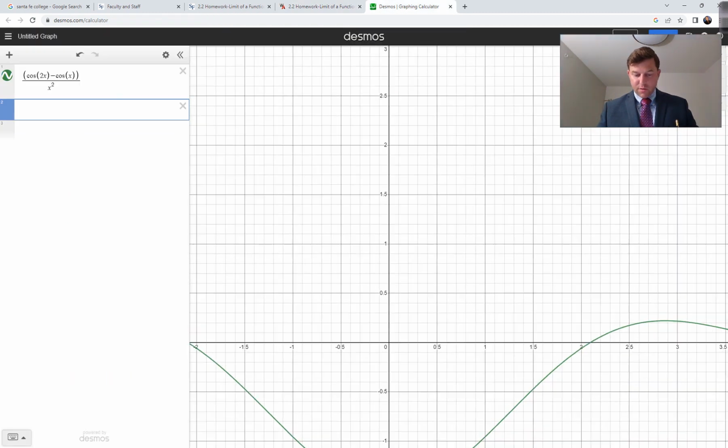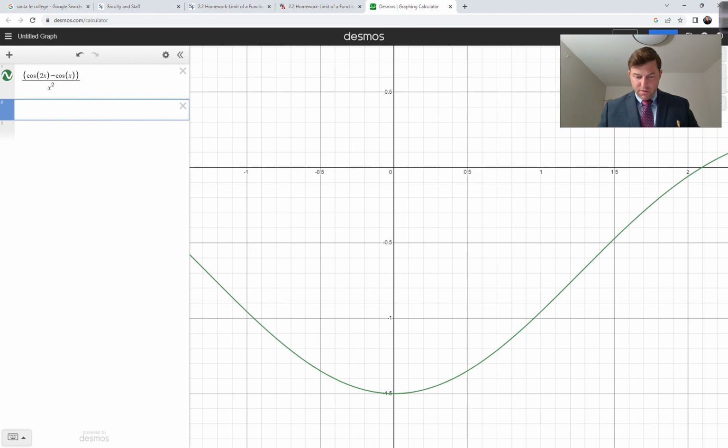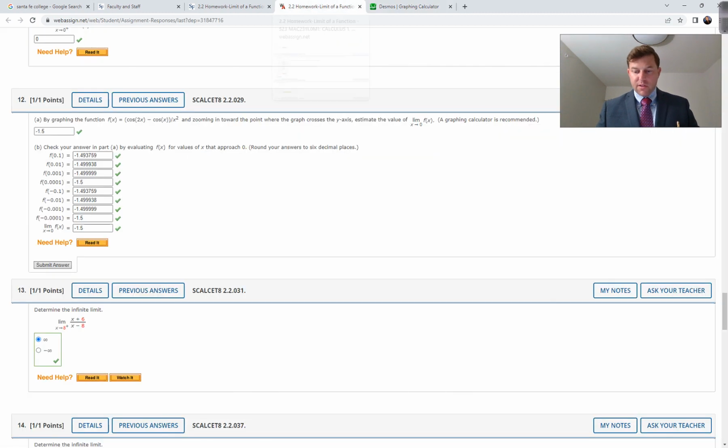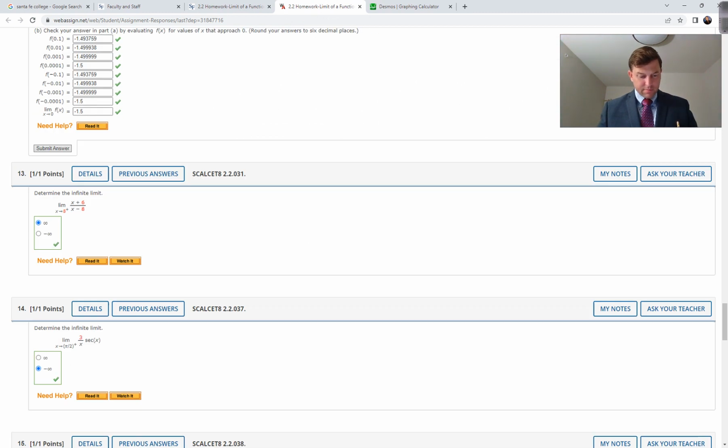Those numbers are getting smaller and smaller. So you can see as x approaches 0 from the right, it's approaching minus 1.5. As x is approaching 0 from the left, the y value is also approaching minus 1.5. So decimals could be a great way to get these rather quickly. It's not going to give you these 6 decimal numbers, so you would need a calculator to do that. But you could get it.